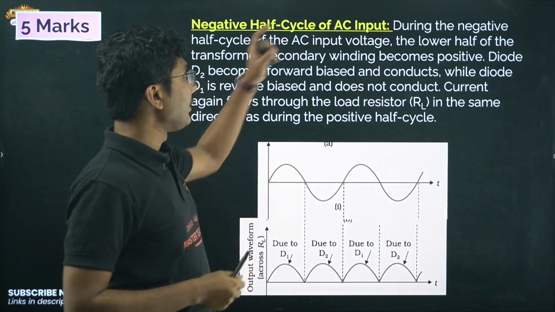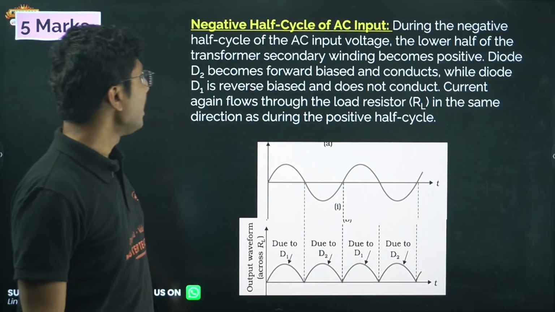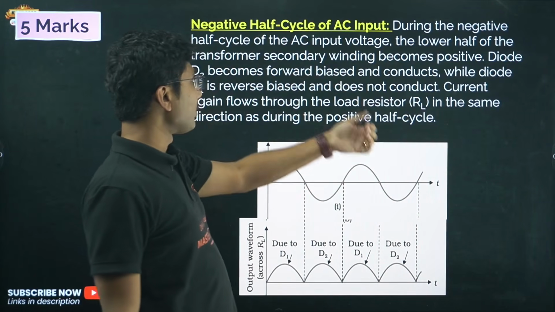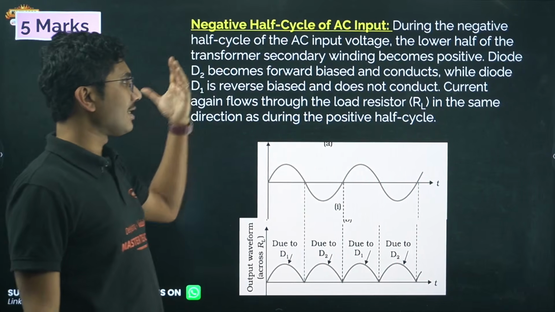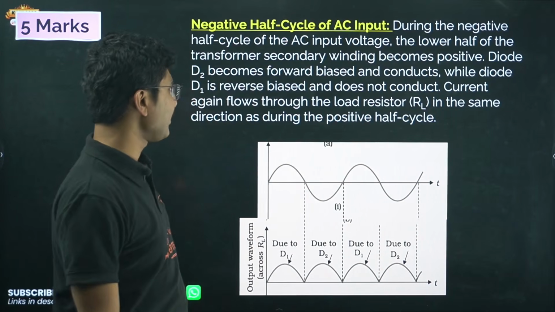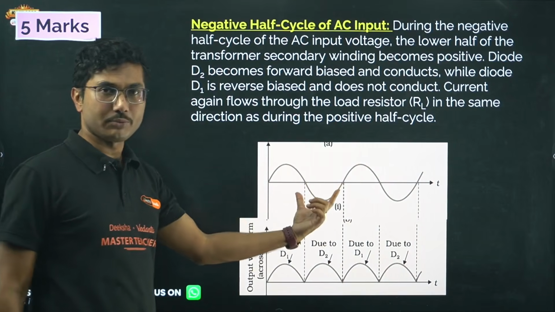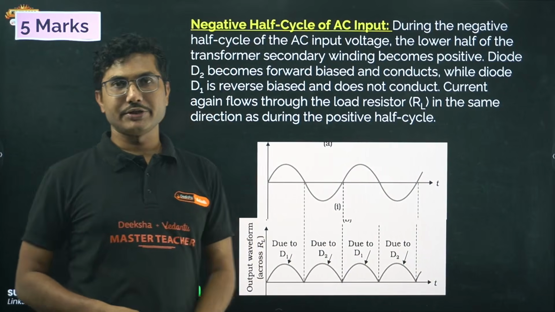During the negative half cycle of the AC voltage input, the lower half of the transformer secondary winding becomes positive. Diode D2 becomes forward biased and conducts, while diode D1 is reverse biased and does not conduct. Current again flows through the resistor in the same direction during the half cycle. This is the diagram. You do not need to show two forms of input. A single input is sufficient as long as you show which current is due to which.